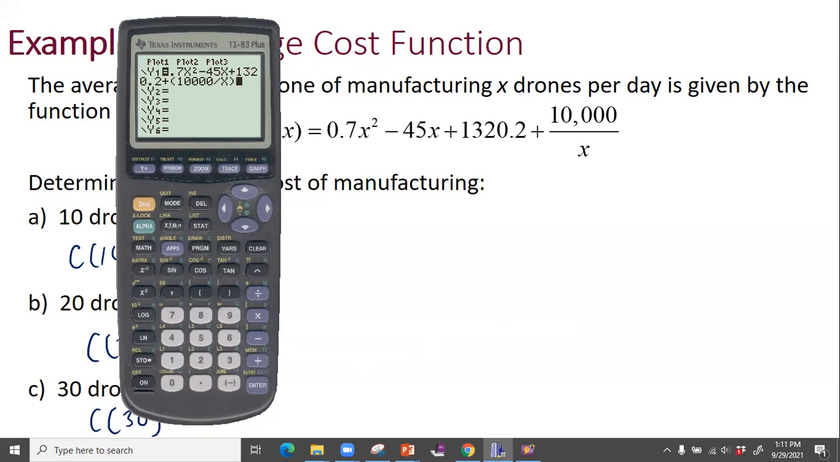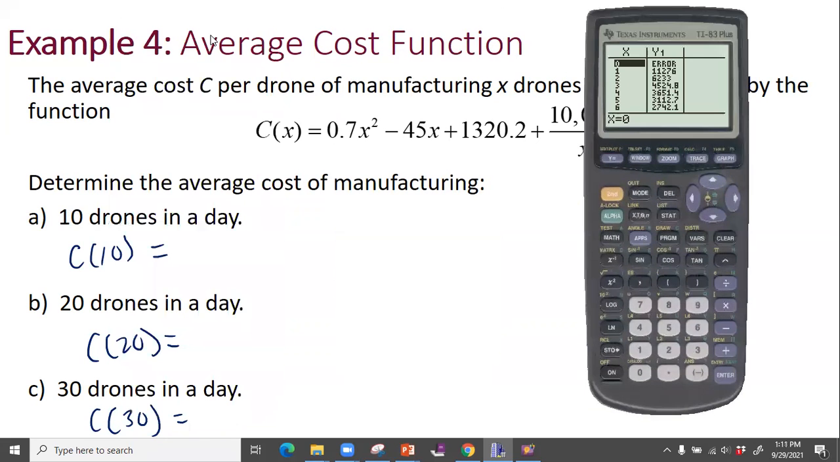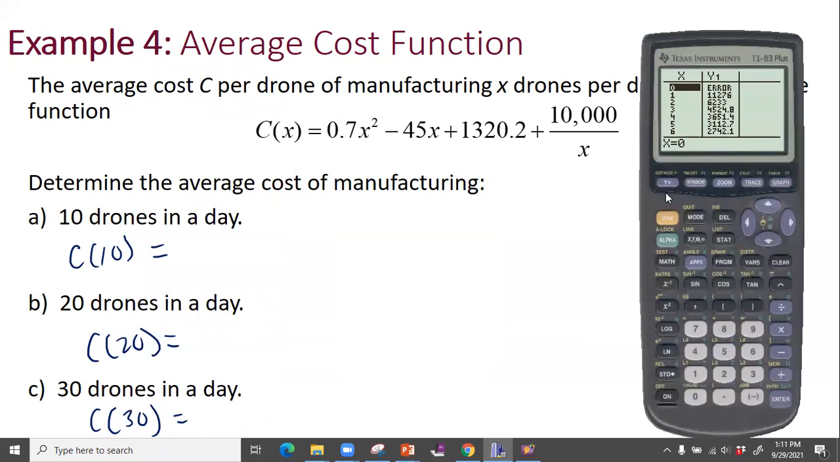Okay, so I've inputted. And again, we talked about if I'm looking for specific values, I can go to the table. And when I go to the table, I'm going to put it on second window and go from auto to ask. And this allows me to find the values that I need. So I need 10. I need 20. And I need 30. So there are my values.